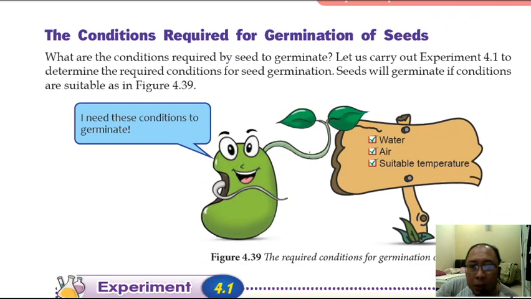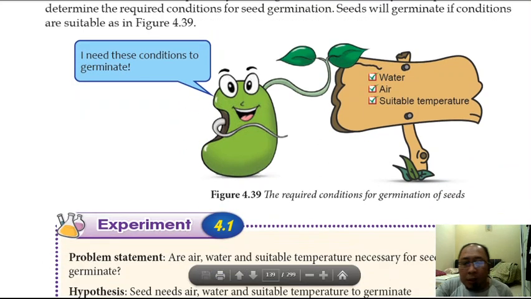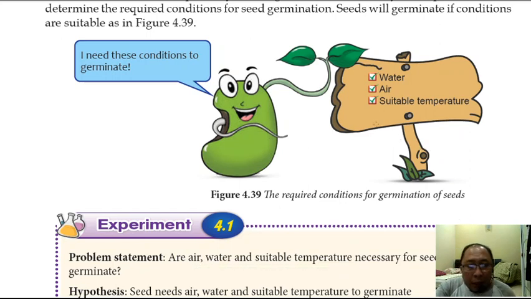What are the conditions required for the germination of seed? Simple, there are three factors here. Seed germination requires water, air, and suitable temperature. I repeat, seed germination requires three factors: water, air, and suitable temperature. So this is the most important thing. The three factors must exist together in order for the seed to germinate.